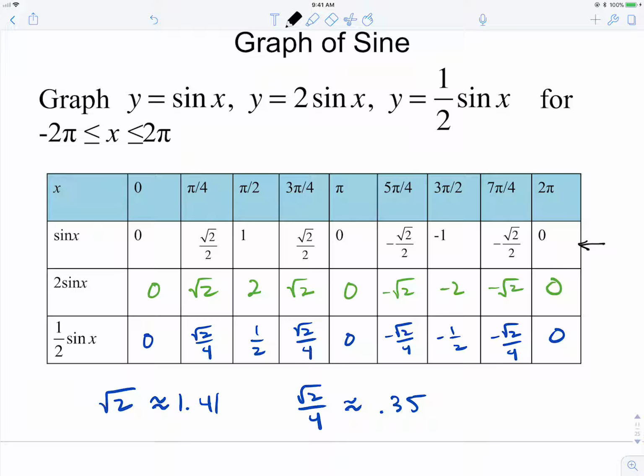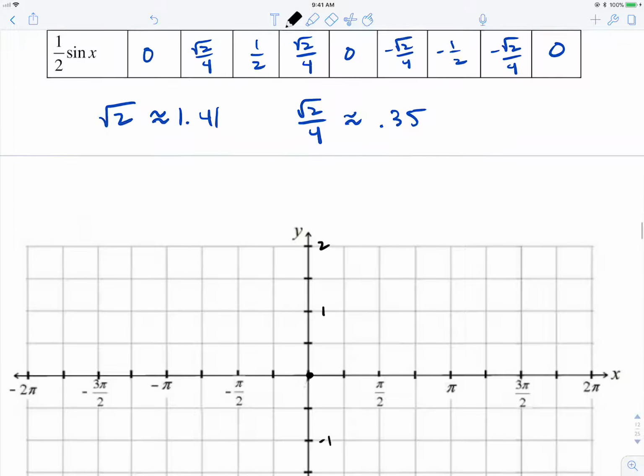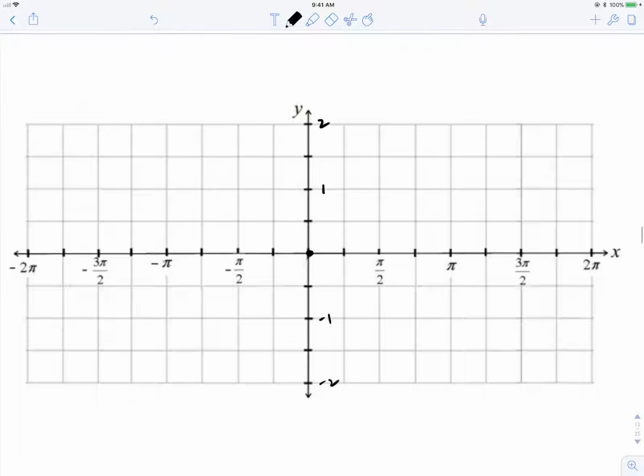So I want to graph all three of these functions on the same xy plane so that we can really see what multiplying by those constants is doing to the graph of the parent function. So remember, for sine we start at 0, 0, and then we have pi over 2 comma 1. Okay, put pi over 4, root 2 over 2.